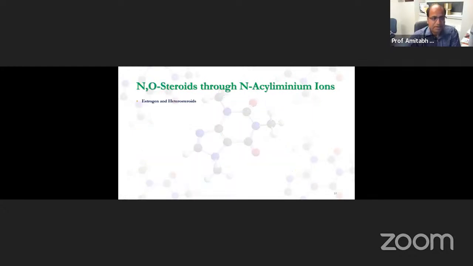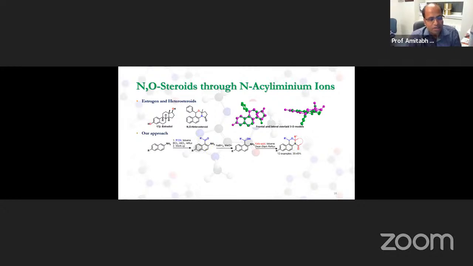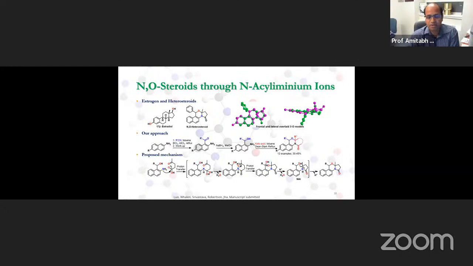Now, based on this particular reaction, we actually made heterosteroidal compounds. If you compare the structure of this NO heterosteroid with estradiol, you will notice that the tetracyclic ring is very similar to what is found in steroids. So we synthesized these molecules using the chemistry I described in the previous slide, starting from aminonaphthalene, use of RCN in presence of two different types of Lewis acid. We were able to do the acylation at position 1, then simple reduction, and then use of keto acid to cyclize. We were actually able to make the NO heterosteroids, and the mechanism is pretty similar to what I have highlighted in the previous slide.